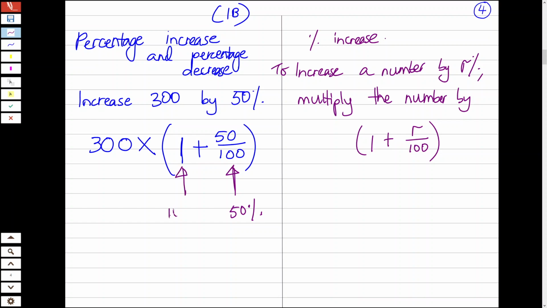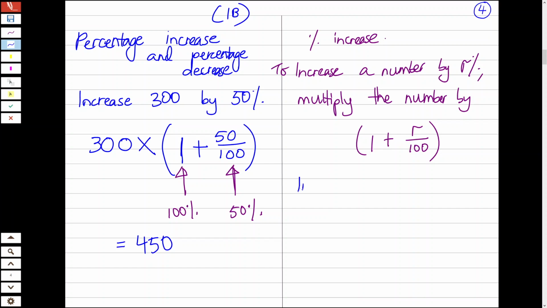Wait, 1 plus. Does that say r%? Yes, r percent. So once you've written that down, have a look up here on the board. See how I've written 1 plus 50 divided by 100? The 1 is actually 100%. The 50 divided by 100 is 50%. And if I add the two together, I get 150%, which is what I want. I want to increase 100% by 50%. So when you look at this, it should make sense. Okay, so that goes into your calculator and you get 450.